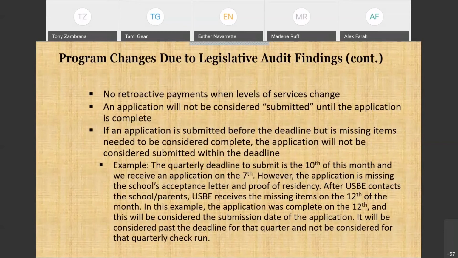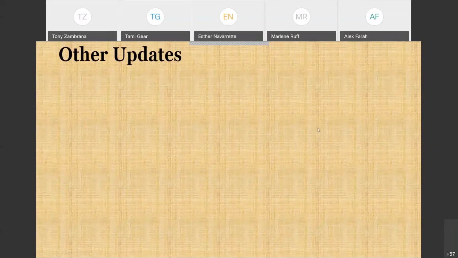that quarterly check run. So we really are going to be cracking down on this because it has been fairly often that we're getting submissions that are incomplete, so that they can meet a deadline. But then by the time we get all the information to where we would consider it complete, it's after the deadline. And so we will not be considering any applications fully submitted until they've been submitted 100% complete. And we would really encourage everybody to, when they do submit, just wait until you have all the information and then provide the full, complete submitted application. All right, any questions on that?